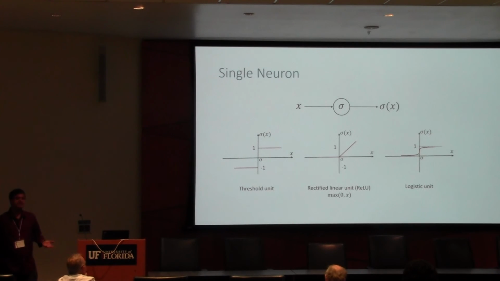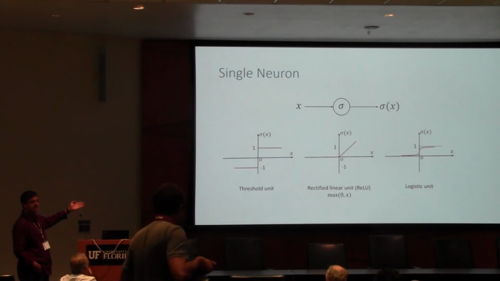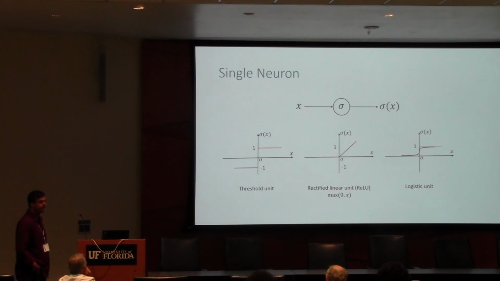So a neuron is just essentially a nonlinear function. You take a scalar x as input, and then it produces an output sigma(x). Some very popular nonlinear functions that are used as neurons are a threshold unit. A threshold unit simply outputs a +1 if the input is positive, -1 if the input is negative. The second one is a rectifier linear unit. Basically, it's x plus.